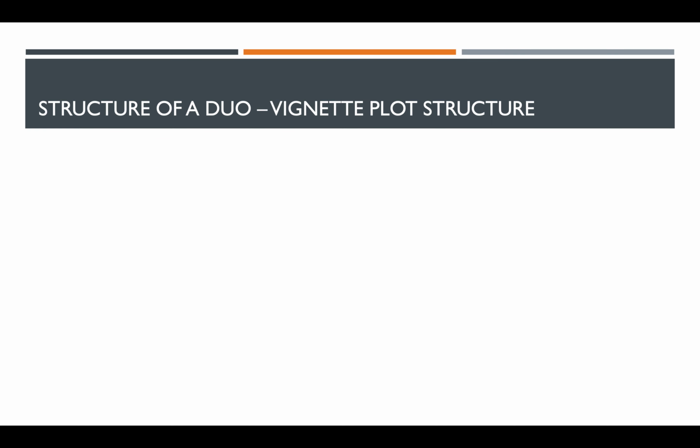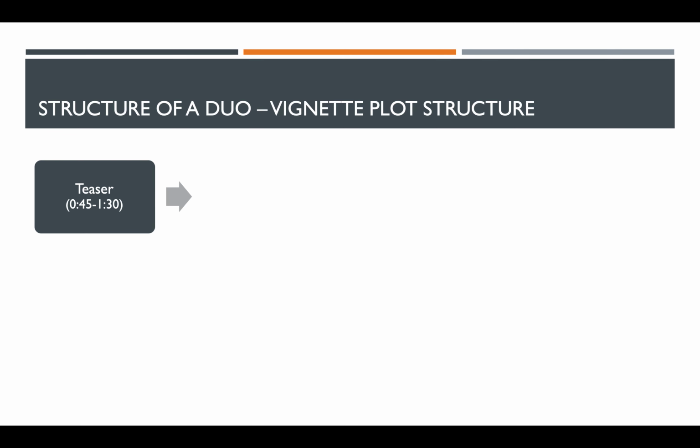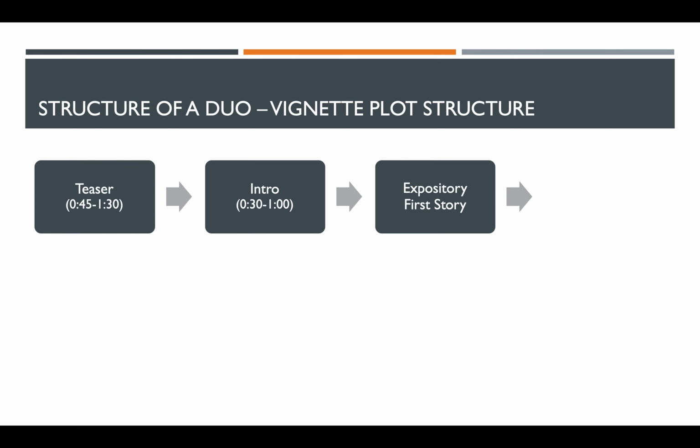With a vignette plot structure, like vignettes, as I mentioned, are short stories, you're still going to have a teaser, still going to be 45 seconds to a minute and a half. You're still going to have an intro, which is around 30 seconds to a minute, again, telling the audience what the speech is about, as well as the title and author of your speech. Afterwards, you're going to have an expository first story.